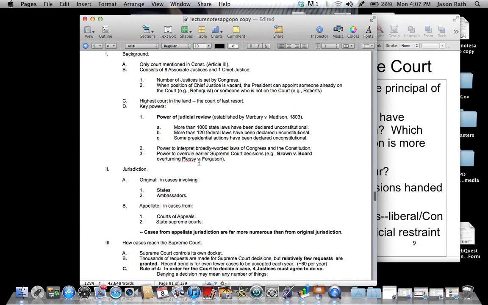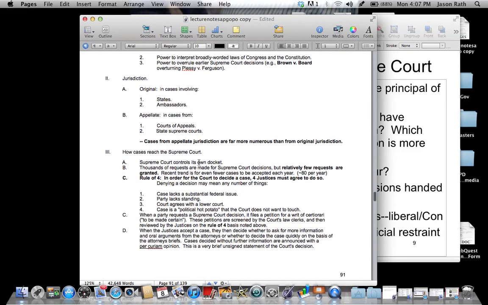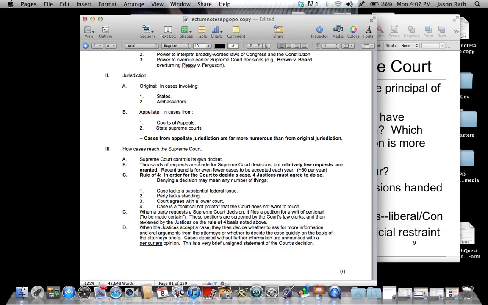So we've talked about the power and jurisdiction, which means when the Supreme Court can act. How do cases reach the Supreme Court? The nice thing about the Supreme Court is it controls its own docket, which means it controls what cases they're going to listen to. There's not that many cases that make it, and I'm just going to focus on the rule of 4. That means that for the court to decide a case, 4 justices, 4 out of the 9, must agree to do so.